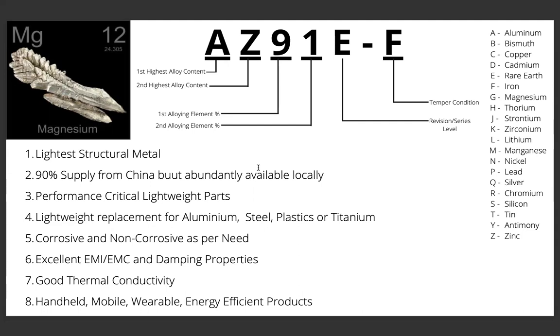Magnesium, over so many years of being used globally, has been refined to a point where people have been able to create alloys of magnesium which don't corrode easily and are as good as stainless steel. But also, with changing of compositions of the magnesium alloy, you can make it corrosive on demand.